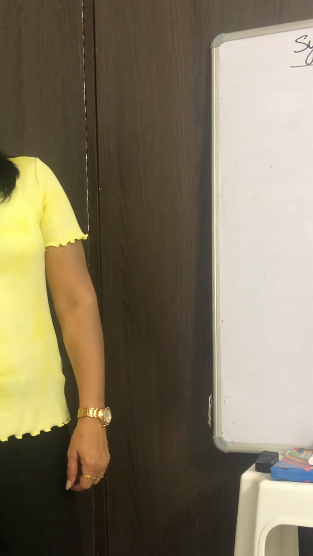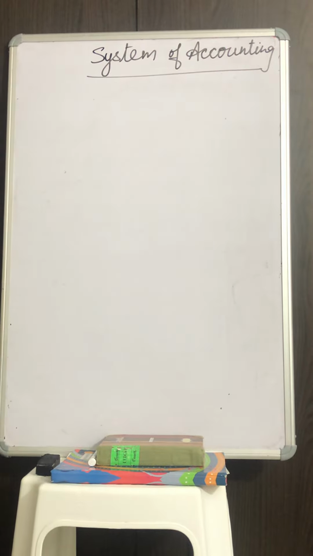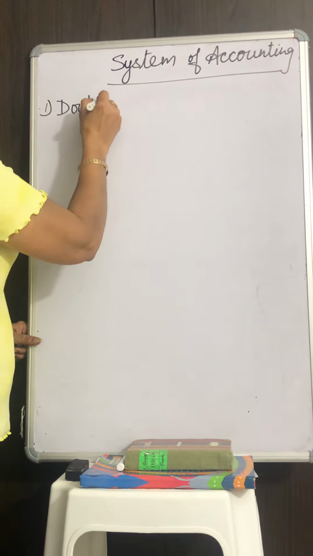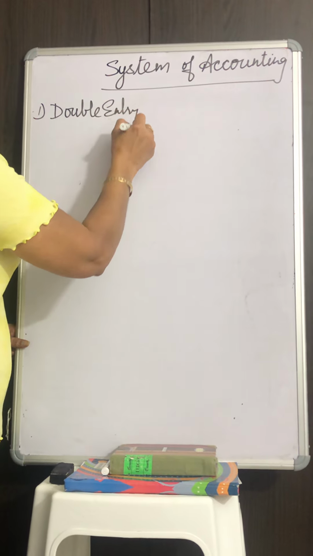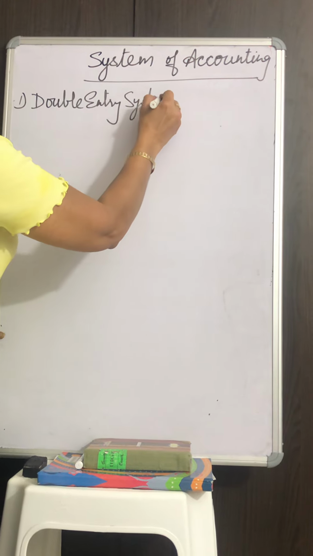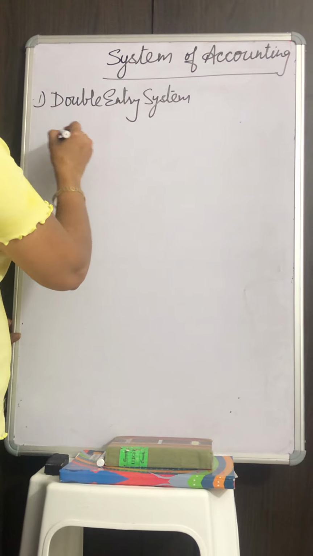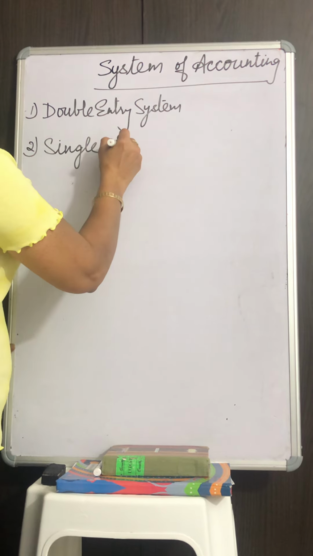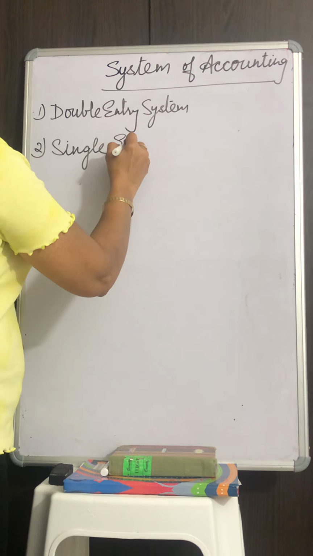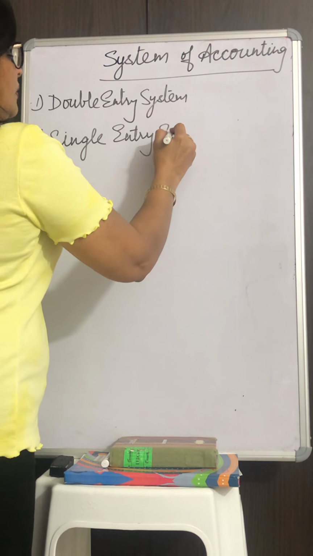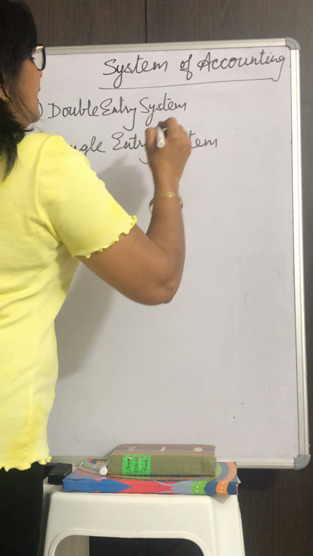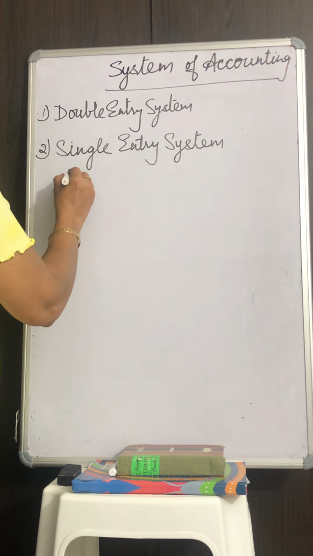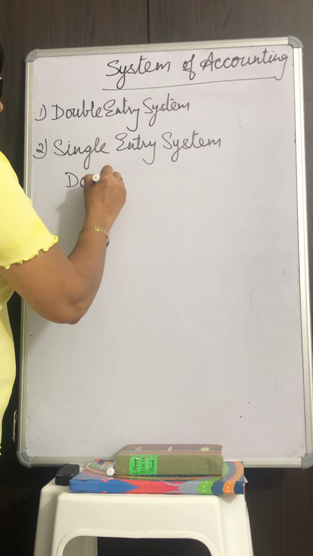Basically, we have two systems of accounting. One is double entry system, and the other is single entry system. So first of all, we'll discuss what is this double entry system.